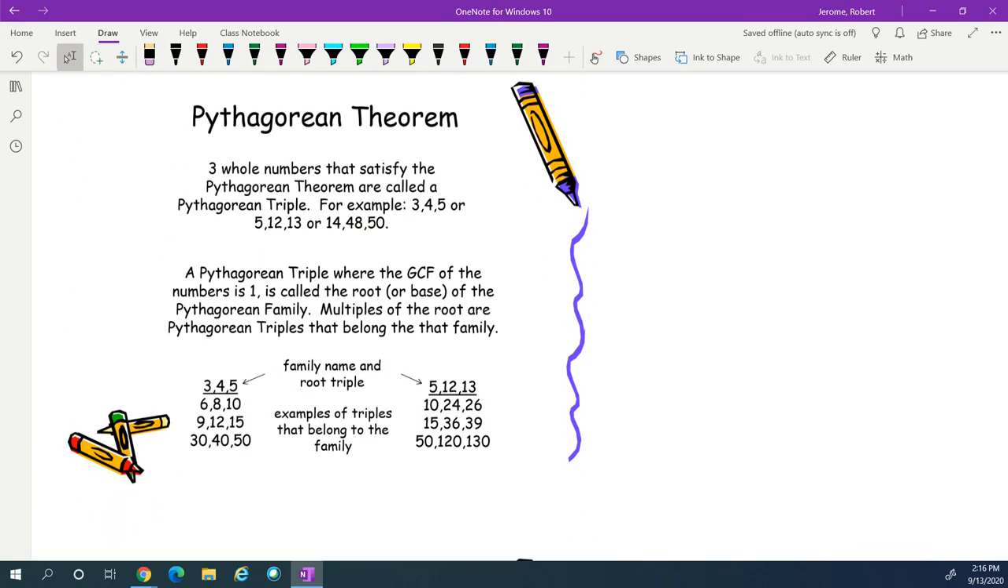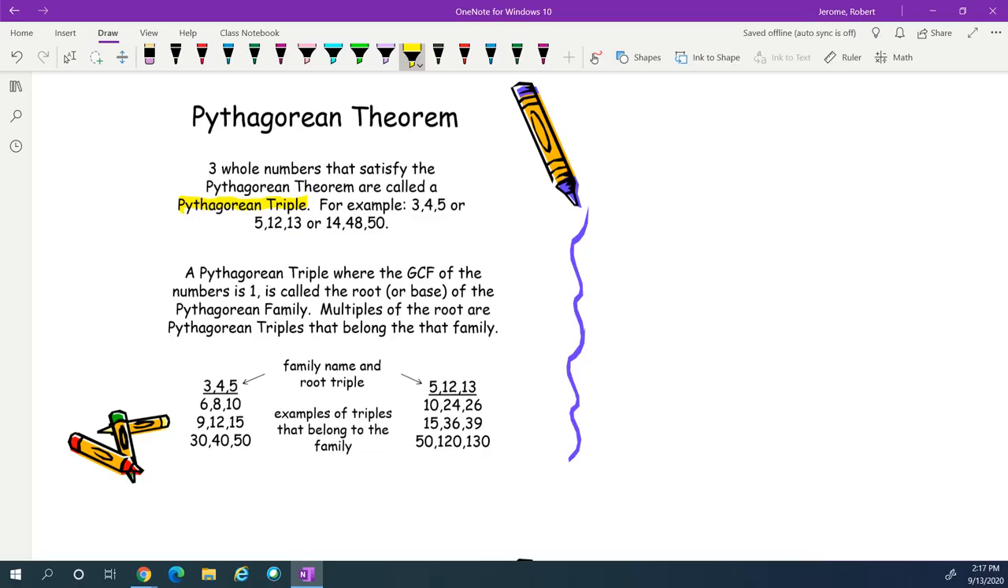I mentioned the 3, 4, 5 thing is important. Here, I just want to mention to you guys the idea of a Pythagorean triple. So a Pythagorean triple is 3 whole numbers that work in the theorem: a squared plus b squared equals c squared. 3 numbers for a, b, and c that satisfy that formula.